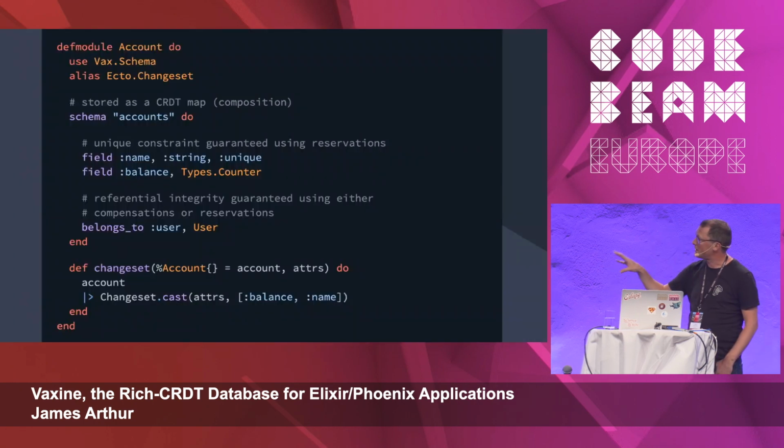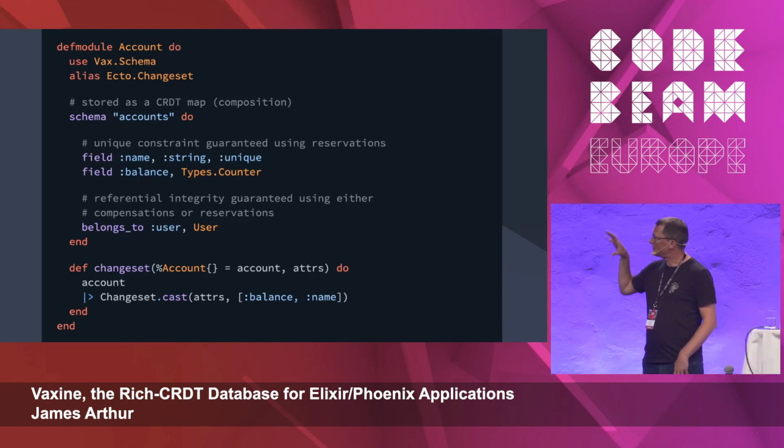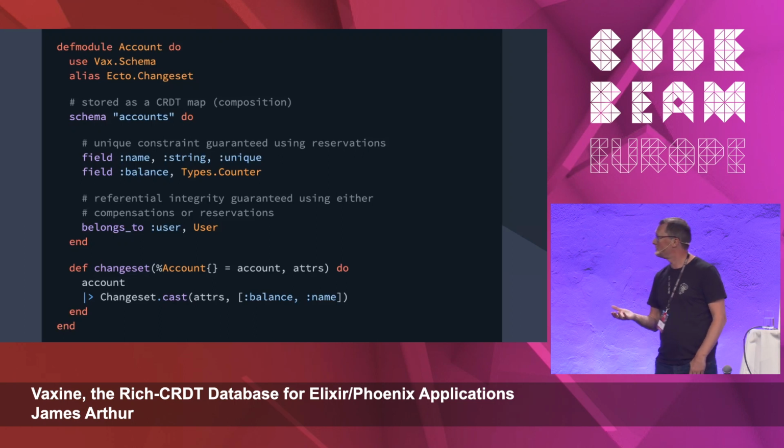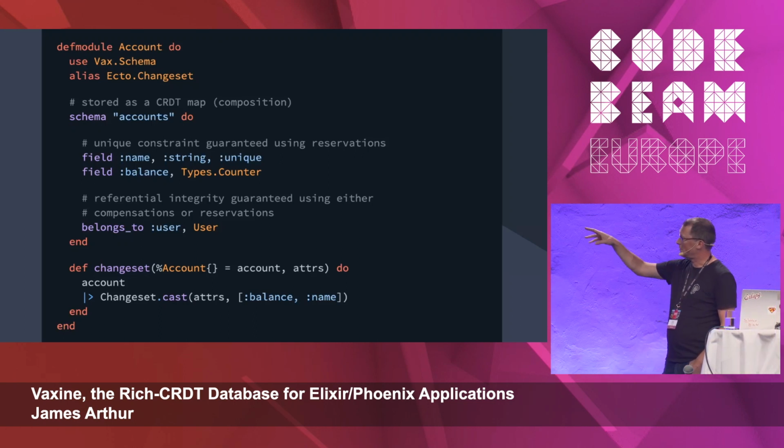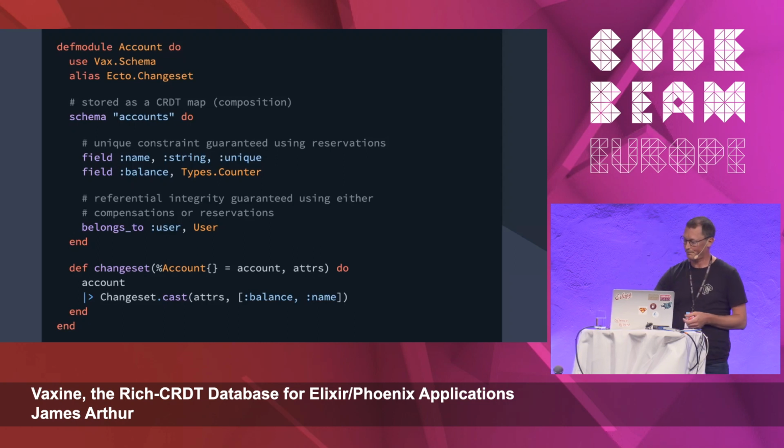And now if we come back to the schema that we showed earlier, you can see that each account row is stored as a CRDT map, which is an example of composition. The unique constraint on the name field is guaranteed using reservations. And referential integrity between the account and the user it belongs to can be guaranteed either using compensations or reservations, depending on the consistency semantics which you're after.